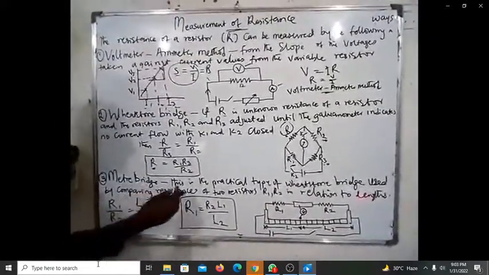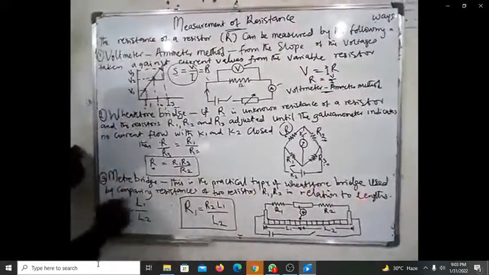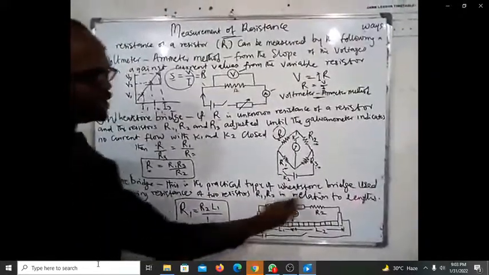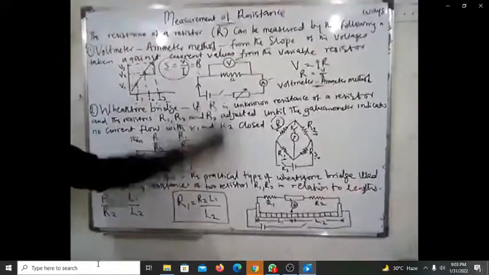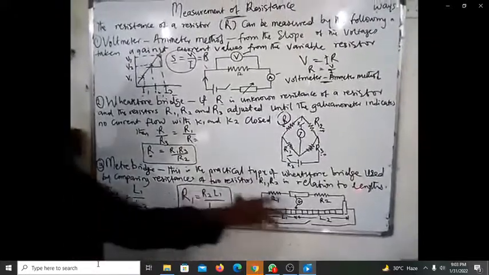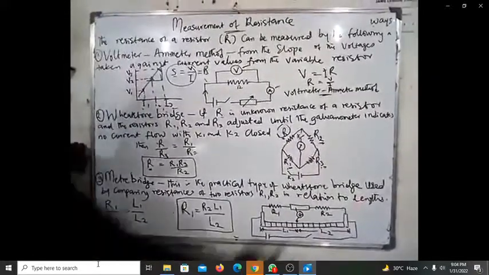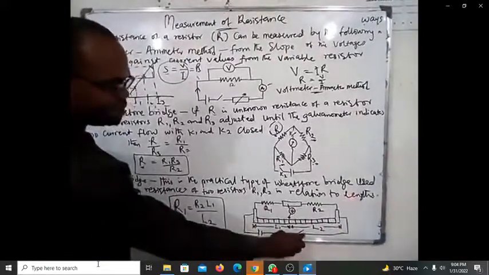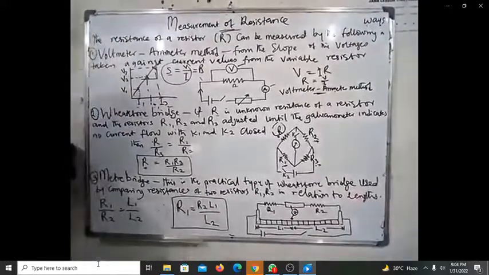Now, using a meter bridge. The meter bridge is simply the practical type of Wheatstone bridge used by comparing resistance of two resistors, R1 and R2, in relation to lengths, L1, L2. So the Wheatstone bridge and the meter bridge are very similar, only that you do comparison not just for resistance but also for length. Whenever you have a setup like this, which is a meter bridge, you also close the switch until you have no deflection in the galvanometer. That's when we have a balance point.